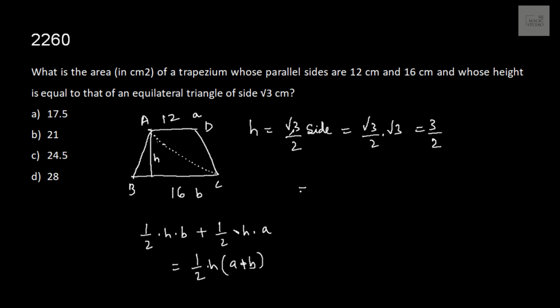So area of our trapezium would be half into height, that is 3 by 2, into A plus B. 12 plus 16 is 28. 28 divided by 4 is 7. That gives us 21 centimeter square as area of the trapezium. That is in option B.